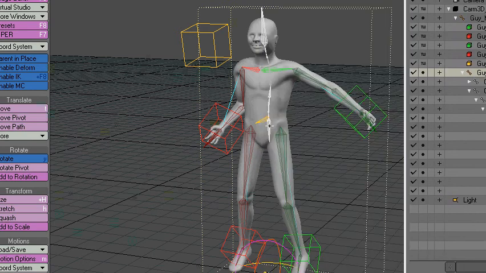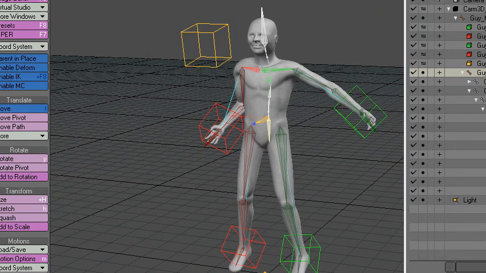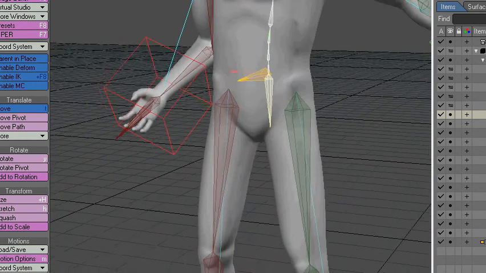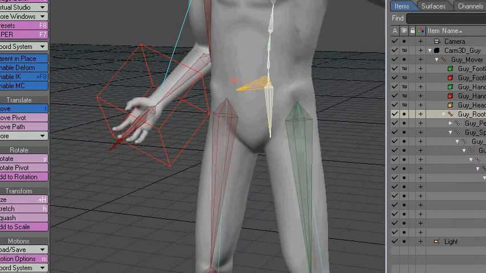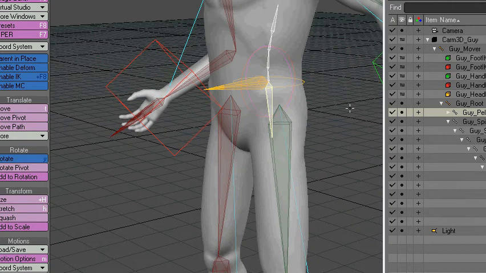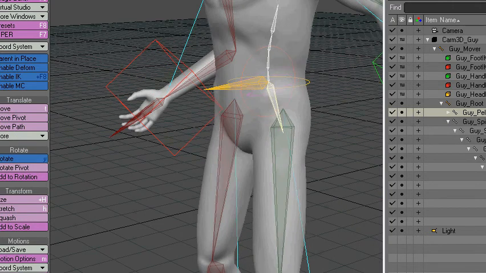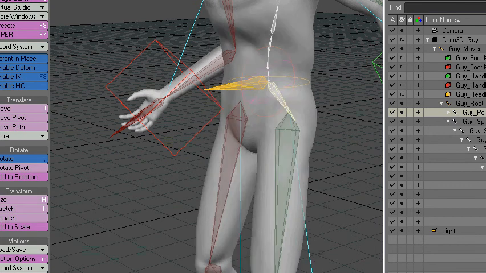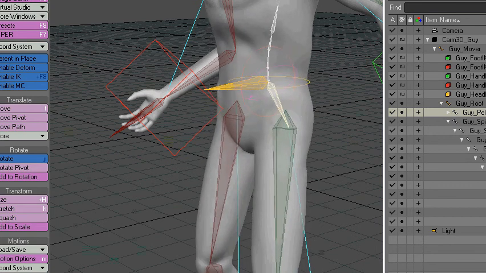After the root bone, we have the pelvis. That's the next step down in the hierarchy, right there, pelvis. You can rotate this thusly. Actually, it doesn't seem to be affecting the geometry.